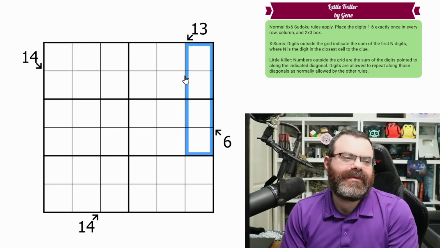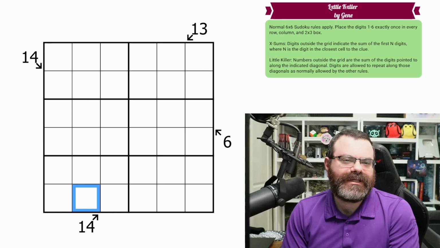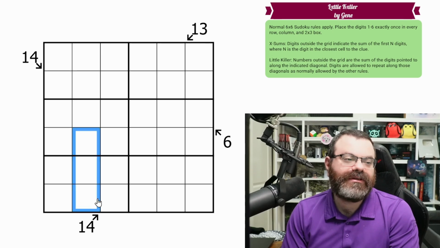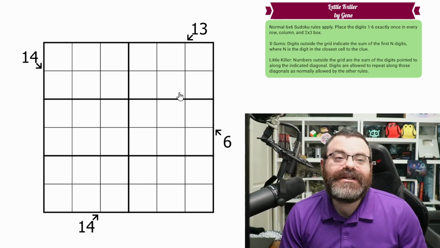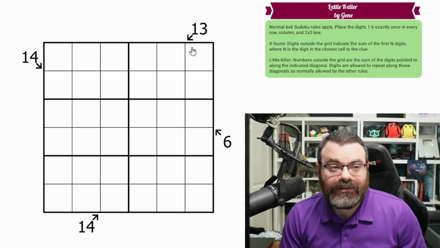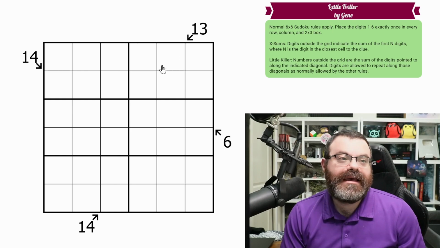So as another example down here, this 14 here, if this was a 3, then these 3 cells would need to add to 14. So this is the count of how many cells we use, including itself. In addition to that, they are also little killer clues. So that's where the arrow comes in.